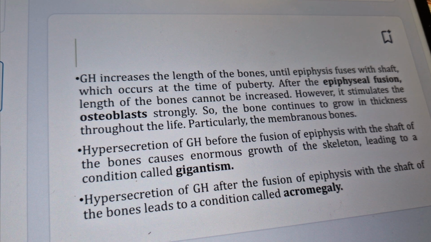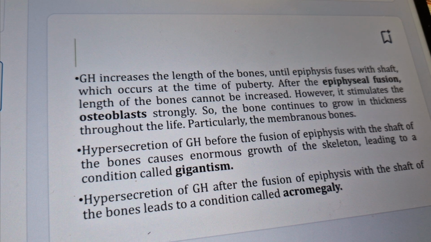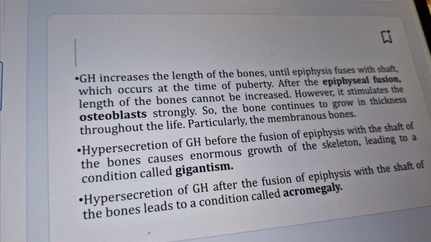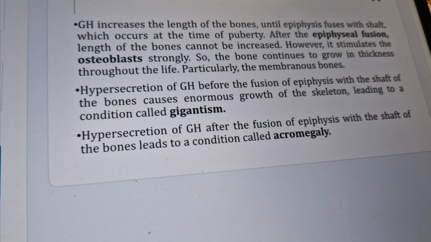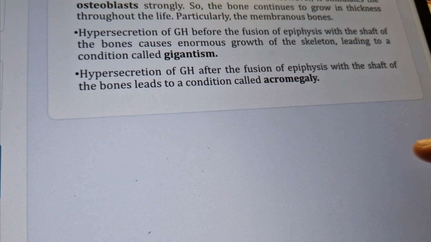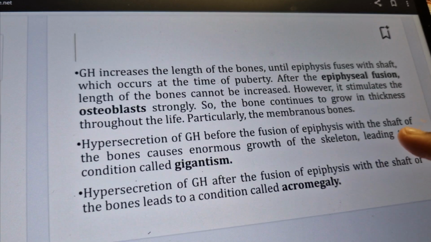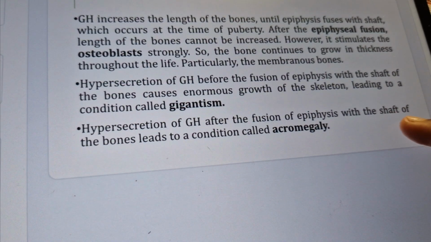However, it stimulates the osteoblasts strongly, so that the bone continues to grow in thickness also. As the length growth ceases, it starts growing in width. Osteoblasts will be forming, so width will be increasing, particularly in the membranous bone. Hypersecretion of growth hormone before the fusion causes gigantism, the length will be more. After the fusion, it causes acromegaly because the width will be more. So hypersecretion of growth hormone causes two conditions: gigantism in children, because before puberty the epiphyseal line won't be fused, so it causes an increase in length; and after puberty, it causes acromegaly.